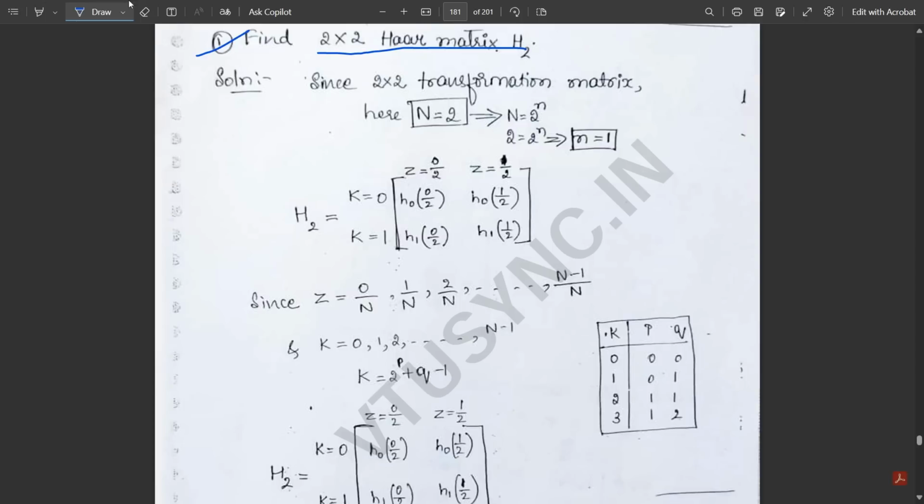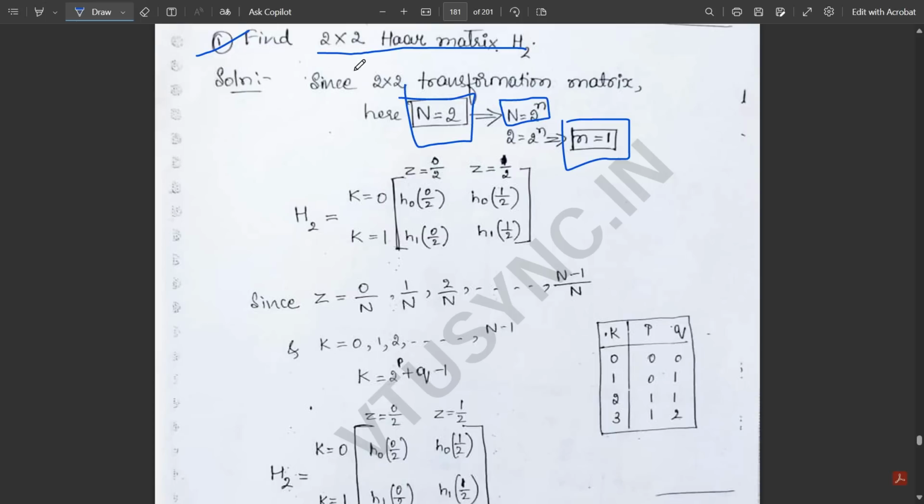So these are the steps here. Since a 2 cross 2 transformation matrix is asked, the value of n would be equal to 2. We know we have an equation, which you have already seen for the Haar matrix, that is n is equal to 2 power small n. So 2 is equal to 2 power small n. If we solve it, we get the small n value as 1. Now you see here we have got small n as 1.